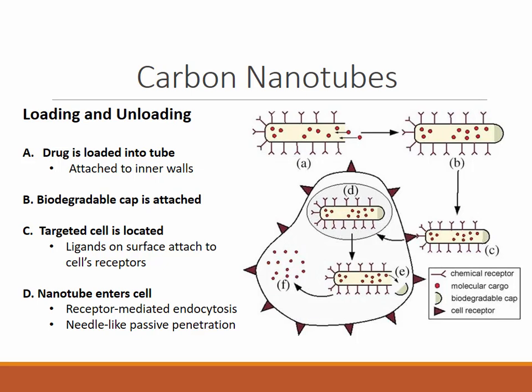The second step is they cap it with a biodegradable cap. They introduce it to the body. You can see we got those ligands on it, sort of like you saw in the cartoon. They're matching that receptor, bringing it right to the cell where it needs to go. So next, it's attached to the ligand. The nanotube then enters the cell through either an active process, transmembrane proteins might bring it in through endocytosis, or over time, its needle-like structure will work its way through that membrane.